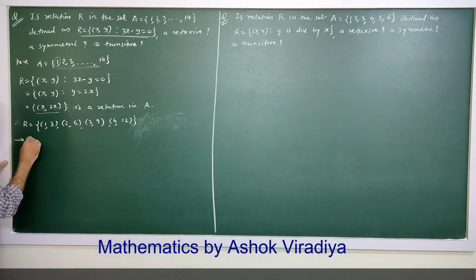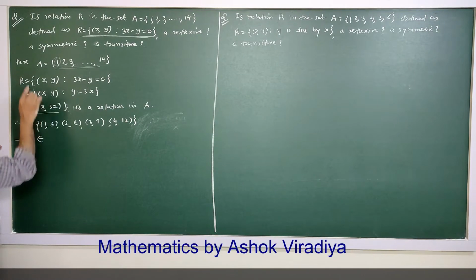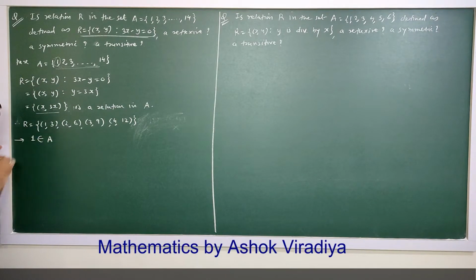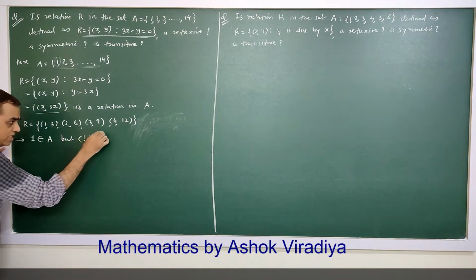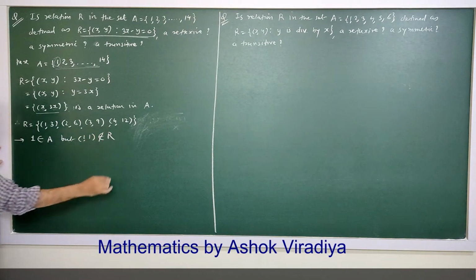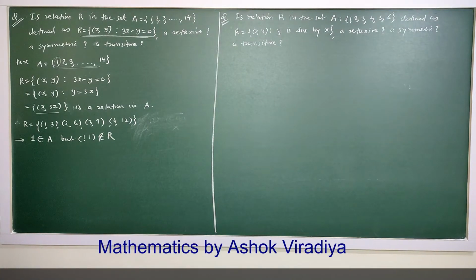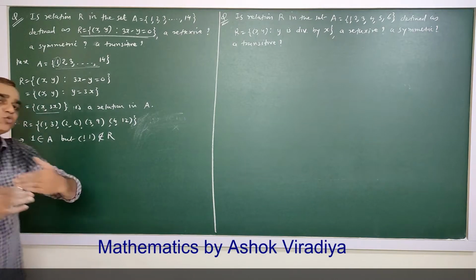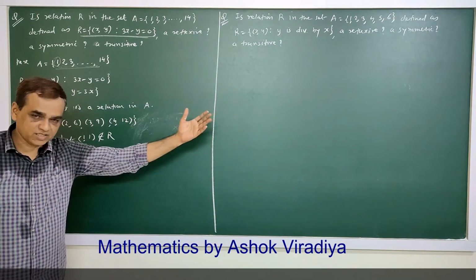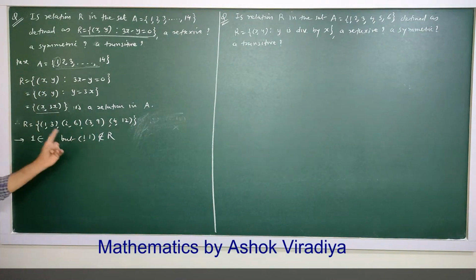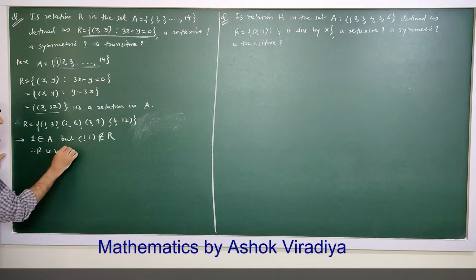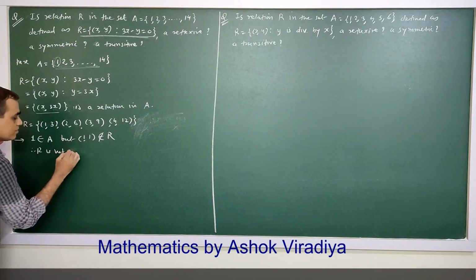So 1 belongs to A, but (1, 1) does not belong to R. The condition is not satisfied for the very first element, so no need to check the second, third onwards. If you find at least one element whose pair with itself is not in R, then this is not reflexive.